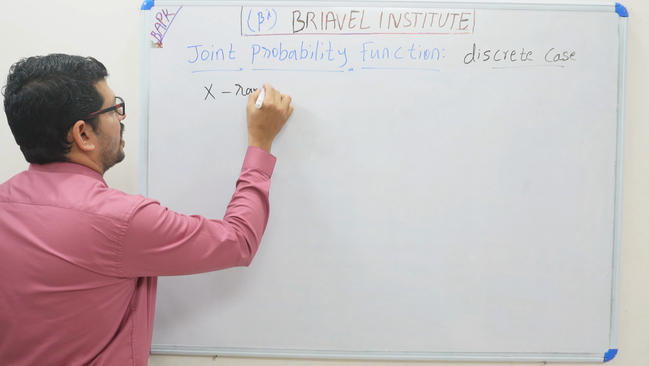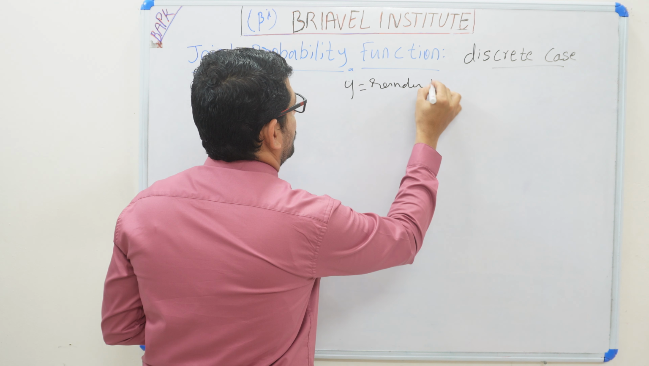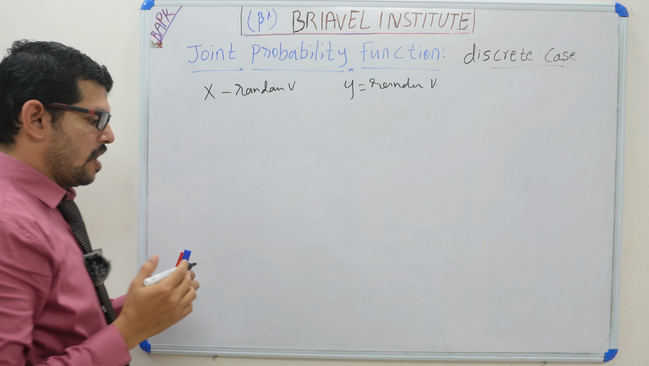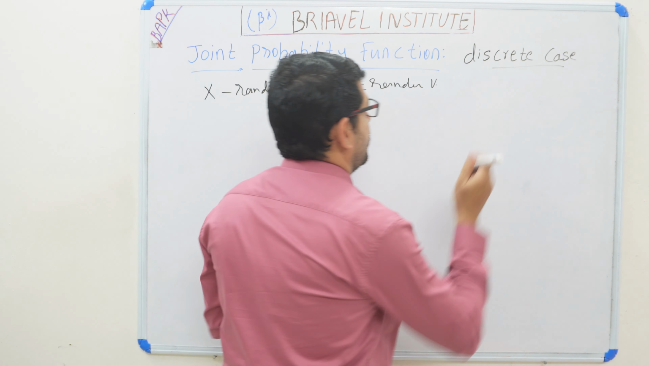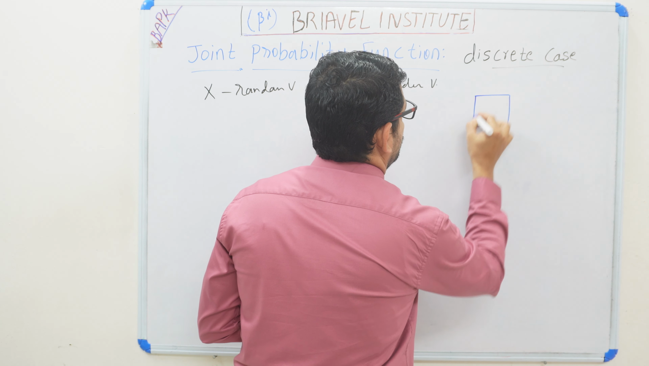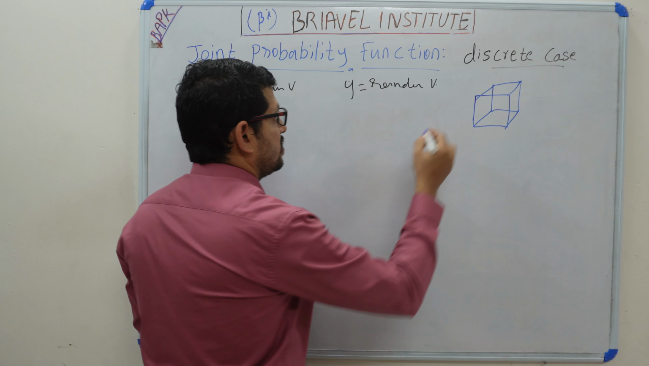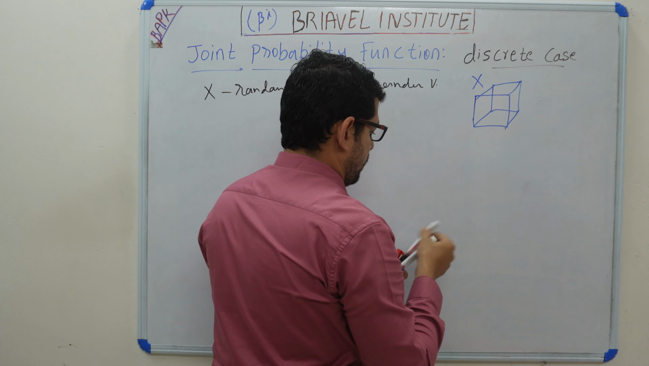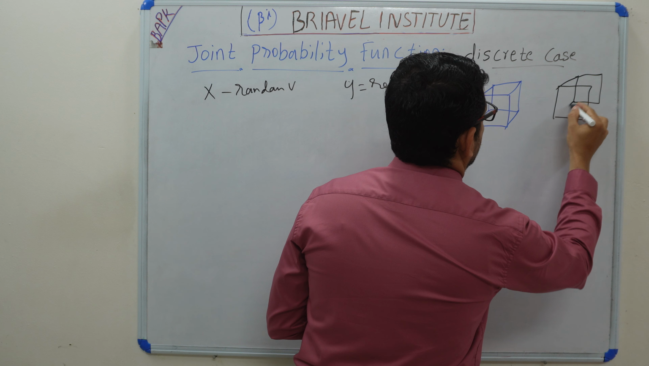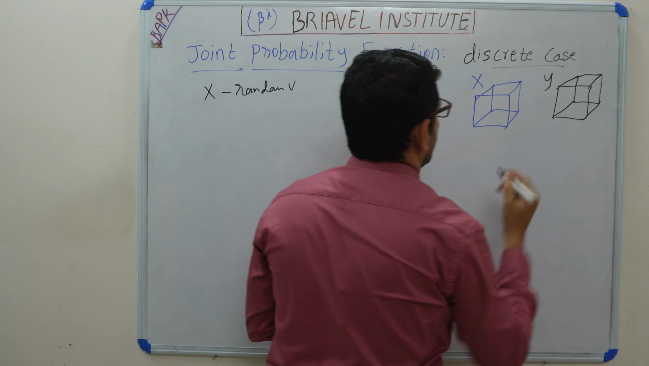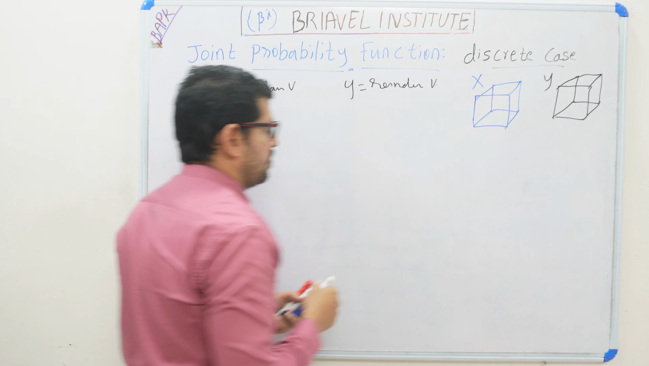So we have x, a random variable, and we have one more random variable y. Y is another random variable. Taking one example, we have dice. We are throwing two dice. This is the x die and we have a y die. The y result comes from throwing this die, and the x result comes from throwing this die.